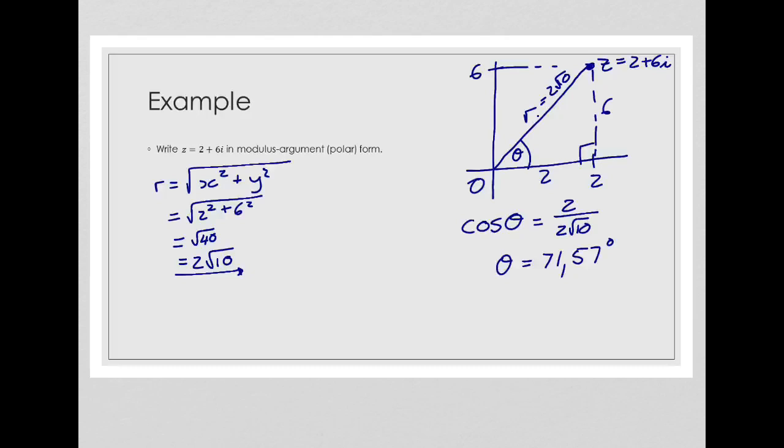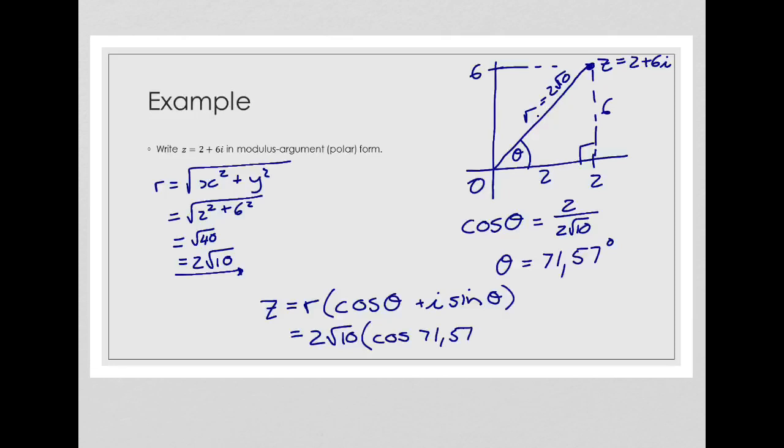So now, putting this all together into the modulus argument form, where we know that z is represented by r(cos theta plus i sine theta), we plug everything in there, where r is 2 square root 10 and theta is 71.57 degrees: z equals 2 square root 10 (cos 71.57 degrees plus i sine 71.57 degrees). And there you go.